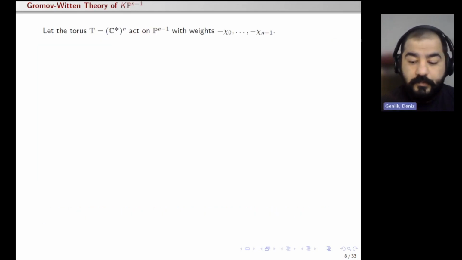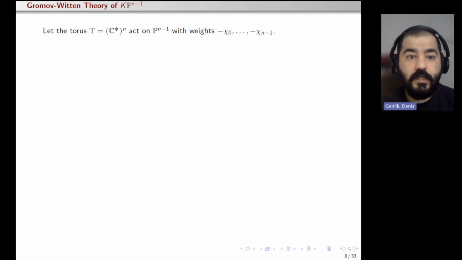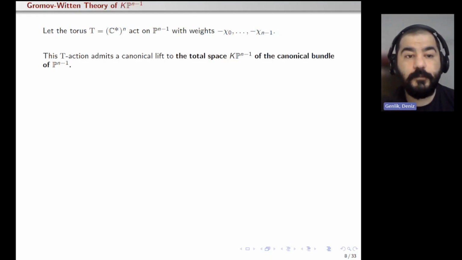For the second paper, the main target we are working on is K P^(n-1), which is the total space of the canonical bundle of projective space. The torus has this standard action on projective space, and this has a canonical lift to the canonical bundle.